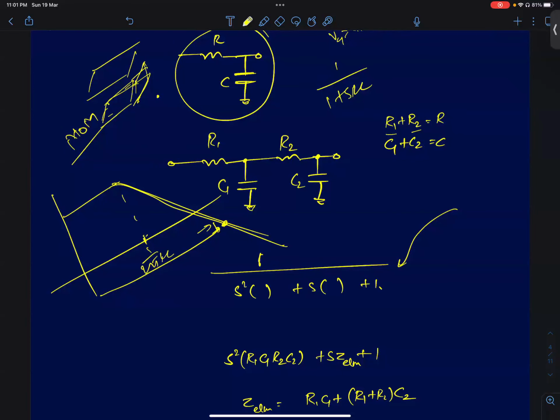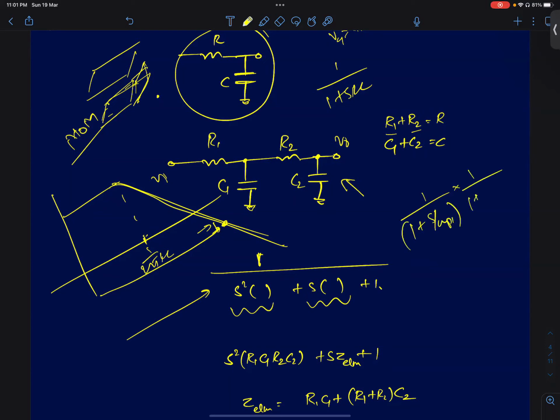If you open circuit both the capacitors, the gain from input to output is 1. So the transfer function should look something like this: 1 by 1 plus S into something and S square into something. Or you can simply see that this is a system with two capacitors, which means it will have two poles and no zeros. So the transfer function should look something like 1 by S plus omega P1 into 1 by S plus omega P2. And DC gain is 1. So we don't have a problem. Okay, so this is the transfer function for this circuit.